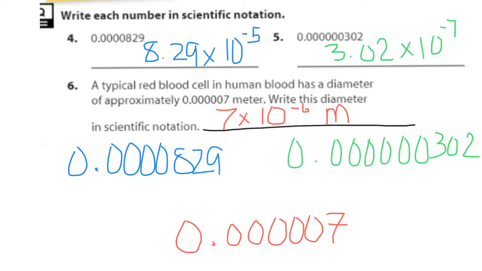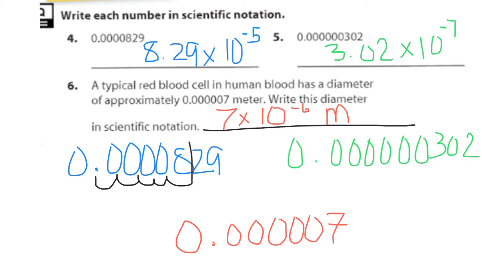Okay, so you can see what I have for my solutions. For problem number 4, I have 8 and 29 hundredths times 10 to the negative 5th. So for problem number 4, I took the decimal point and moved it over 1, 2, 3, 4, 5 spaces. I cut the 8 off because that's the only one that I ran into that was 1 or greater, but still less than 10. So I went 5 spaces. That's where the 5 comes from. This was a small number. That's where the negative comes from. And these are my significant digits that are left.